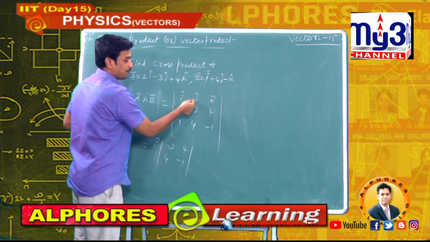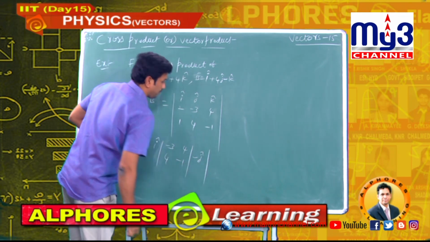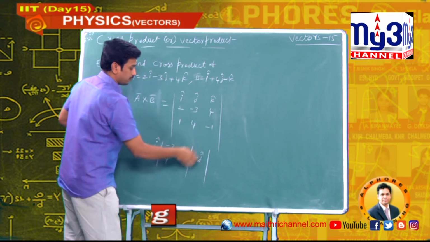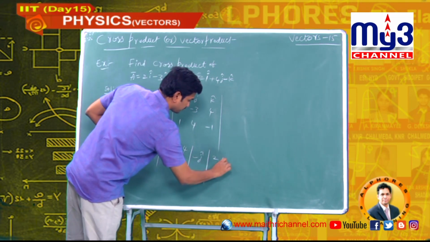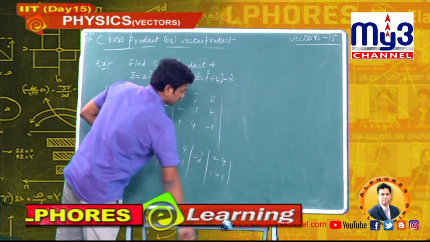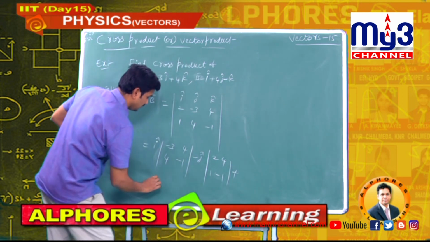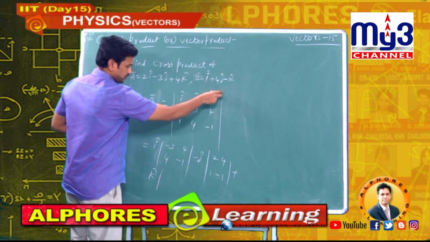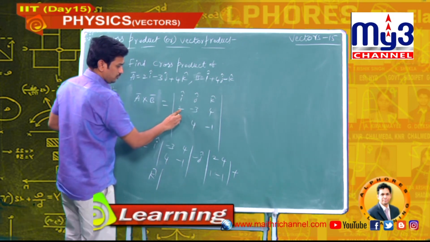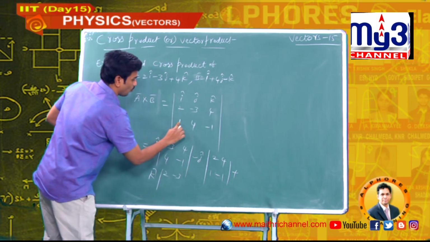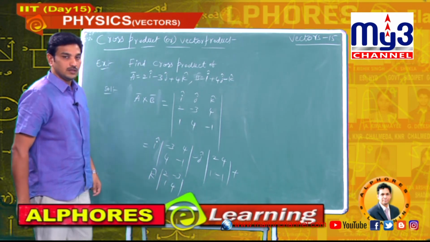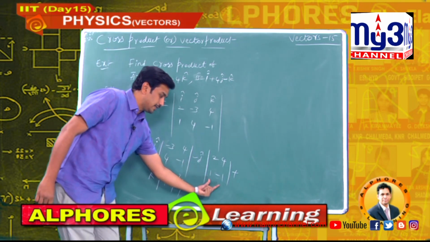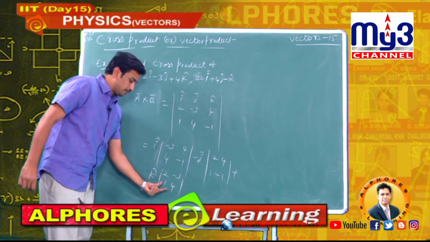After the first one, the second one is minus j cap. Leave this vertical column and horizontal row. Now 2, 4, 1, minus 1. Then plus k cap, with signs plus, minus, plus. Leave this vertical column and horizontal row: 2, minus 3, 1, 4. Now i cap times the determinant of this, minus j cap times the determinant of this, k cap times the determinant of this.